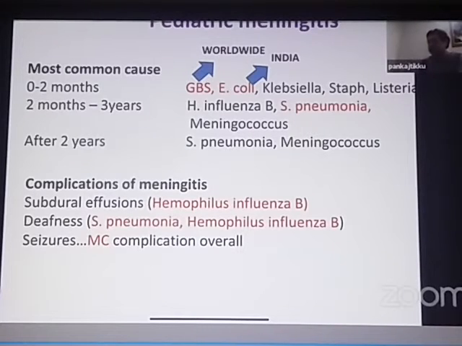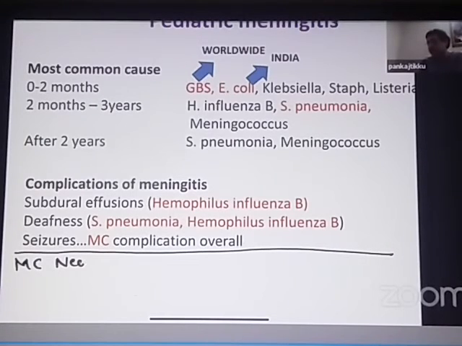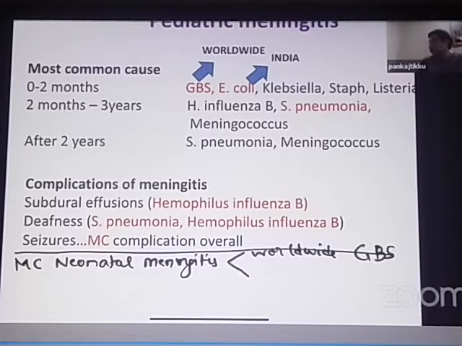So if you are asked which is the most common cause of neonatal meningitis, meaning meningitis in the first 2 months of life, you will say that worldwide the most common cause is group B streptococcus, but in India, the most common cause is E. coli. Which is the most common cause of meningitis in India and worldwide? In India, the most common cause of neonatal meningitis is E. coli, but worldwide, the most common cause of meningitis in neonates is group B streptococcus.